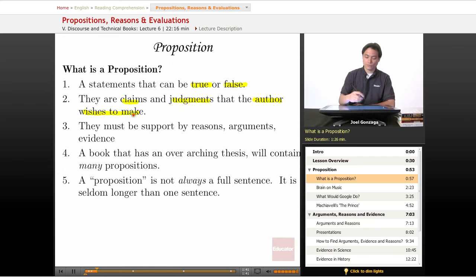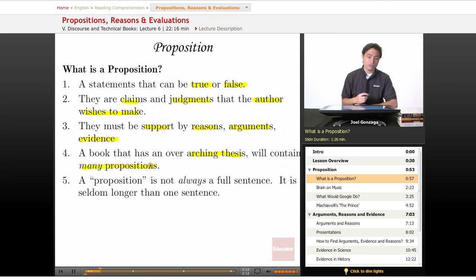And these propositions must be supported by reasons, they must be supported by arguments, and they must be supported by evidence. A book will contain an overarching thesis, and usually an overarching argument and reasons, but they will contain many, many propositions, more than you could probably count. But all these propositions work together to make the author's overall point and overall thesis in the book.